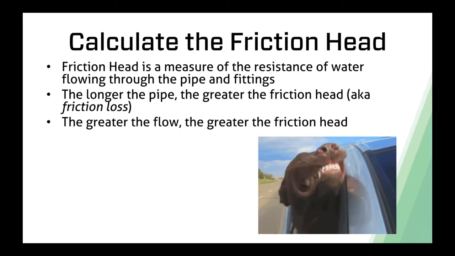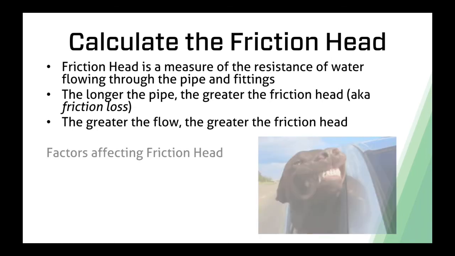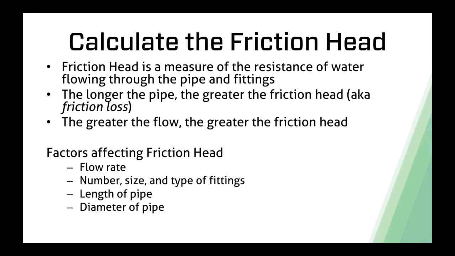So again, the amount of pressure that you see in a pipe is related to the flow rate in the pipe. The greater the flow rate, the greater the speed, and that's kind of like driving at a faster speed in your car. So there are factors that affect the friction head. As I mentioned, the flow rate affects it. Also, the characteristics of your piping network: the number of fittings, the size of those fittings, what kind of fittings they are, the overall length of the pipe, and the diameter of the pipe. These are all factors that have an effect on calculating friction head.